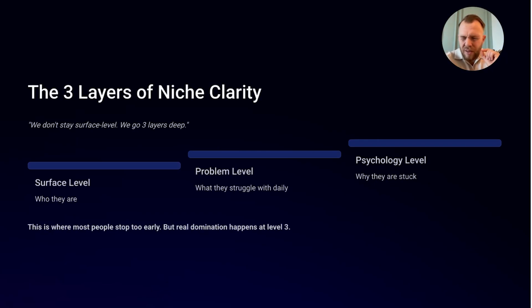And I want you to go very, very deep when it comes down to the niche, because we want a real niche domination. And that only happens at level 3. It doesn't happen at all these other levels. It will only work if you know exactly to the core what your niche is actually stuck with on a problem and a psychology level. And that's how deep we're going to go.